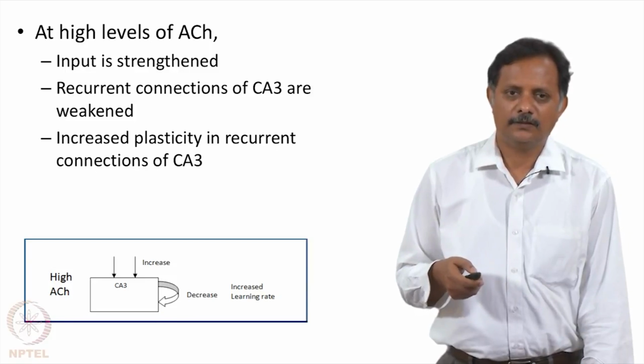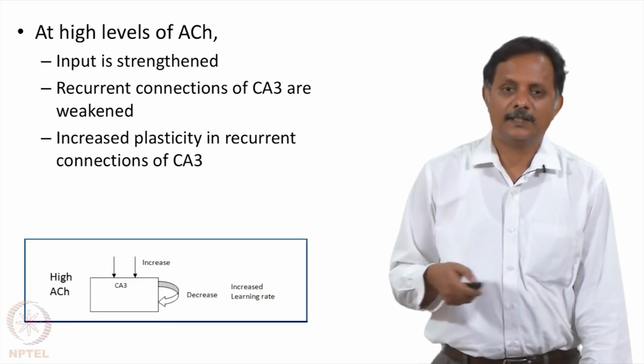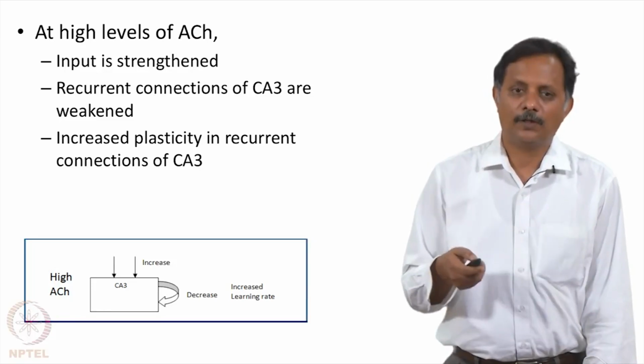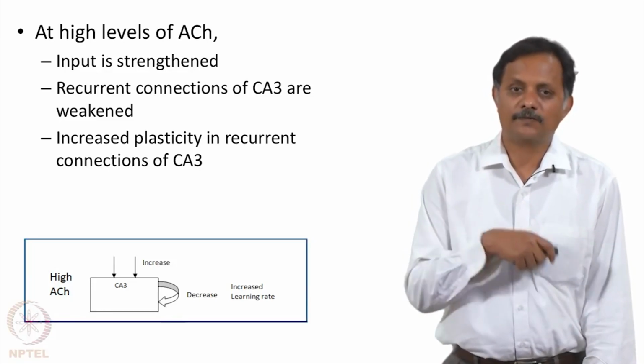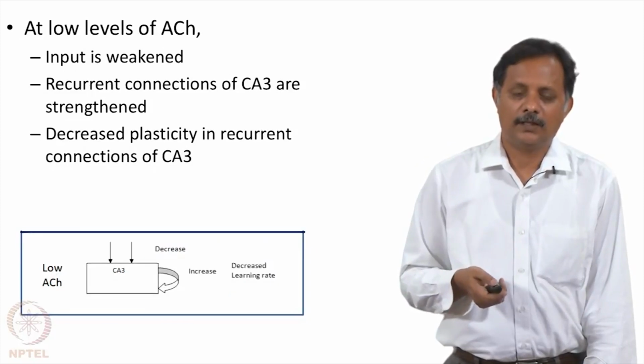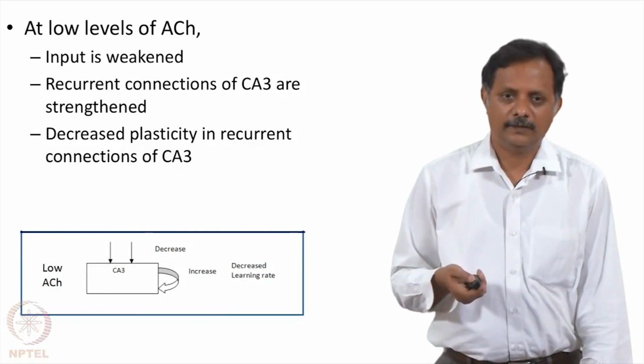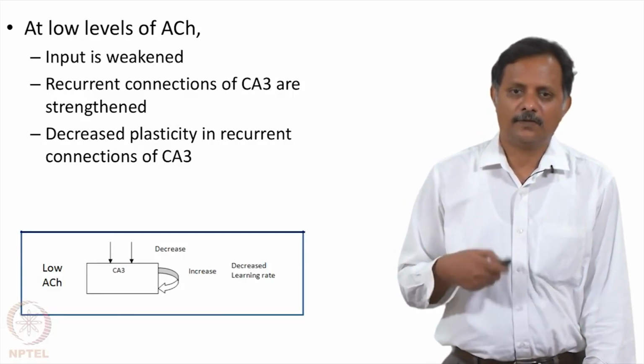So, that means at high levels of ACH, the CA3 is operating in the storage mode, because it matches all the conditions that we have asked for storage to occur. And at low levels of acetylcholine, we achieve the conditions that are necessary for retrieval mode.